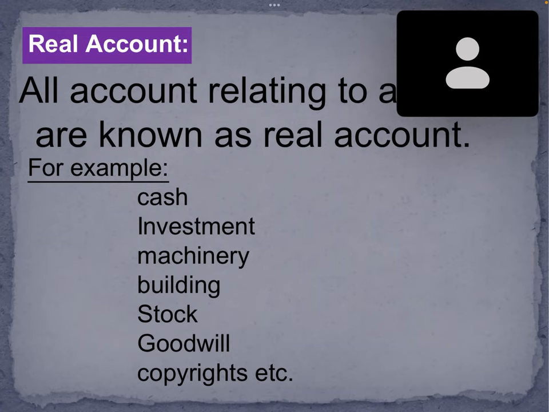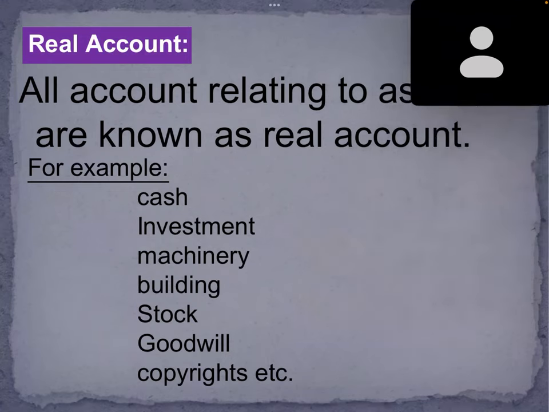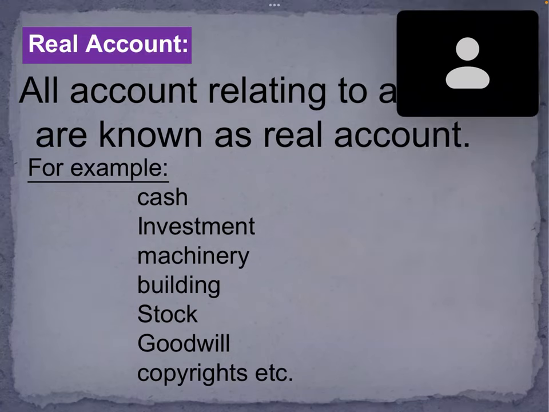Now, apart from this, we have the next account under the impersonal account, which is the real account. Now, what is a real account? It is an account which deals with all kinds of assets. All accounts relating to assets are called real accounts. So we already know the different types of asset. Cash, investment, machinery, building, or any other kind of asset, whether current or non-current, tangible, intangible, every kind of asset will fall under the category of the real account.